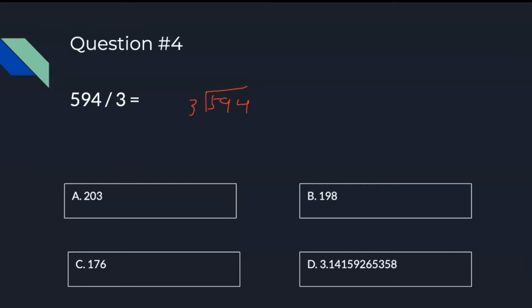Okay, 30 more seconds. Long division, very tricky. Probably much harder than multiplication, in my opinion. So, A, 203, B, 198, C, 176, or D, 3.141592653558. All right, 10 more seconds. If you haven't finished, maybe just toss an answer to chat. Hopefully you get it right, I guess.